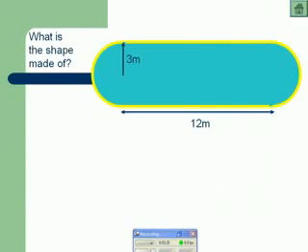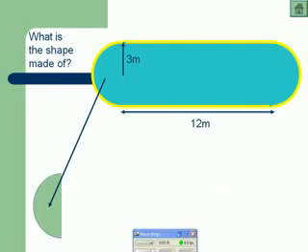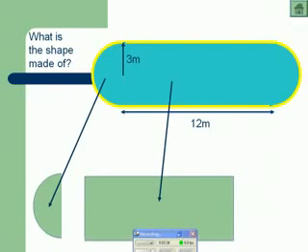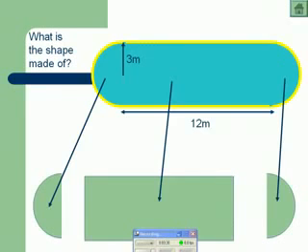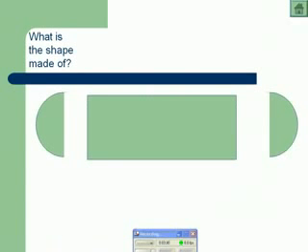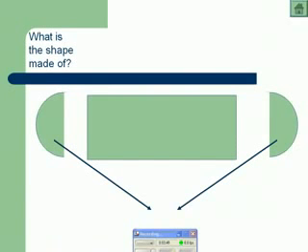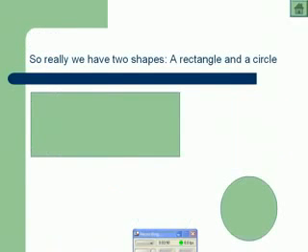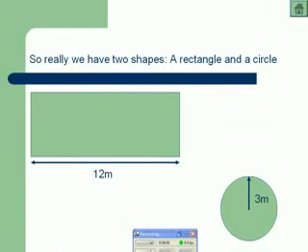So we need to decide then what the shape is actually made up of. So we can see we've got a semicircle, a rectangle, another semicircle. So we know that our rectangle in the middle is one shape, but our 2 semicircles, if we join them together, will make one full circle. So we've got a rectangle and a circle. So we know we've got 12 meters length for the rectangle. We know we've got a radius of 3 meters for the circle.